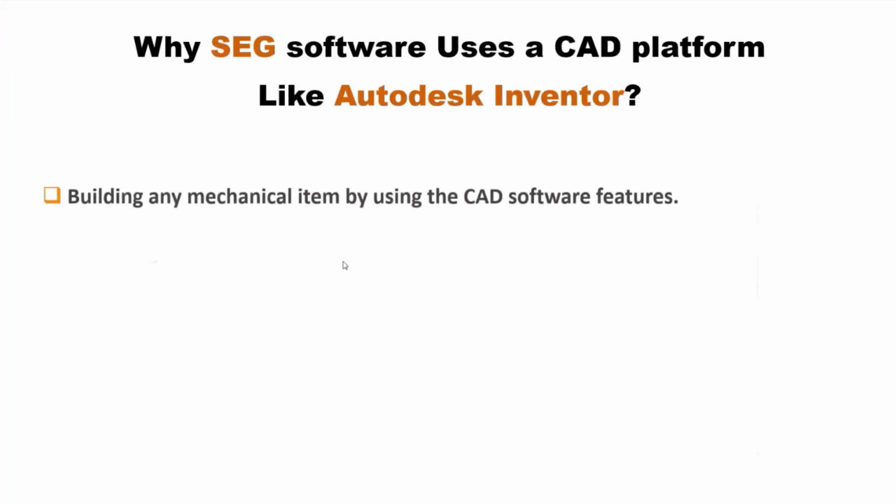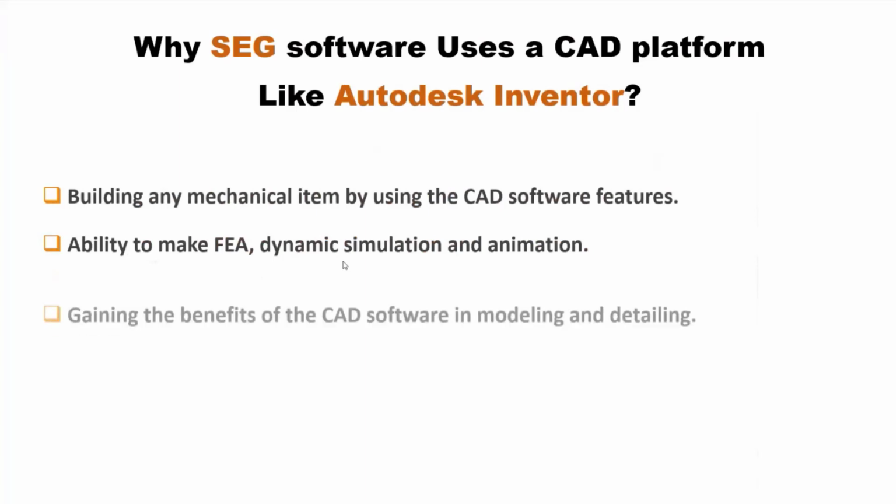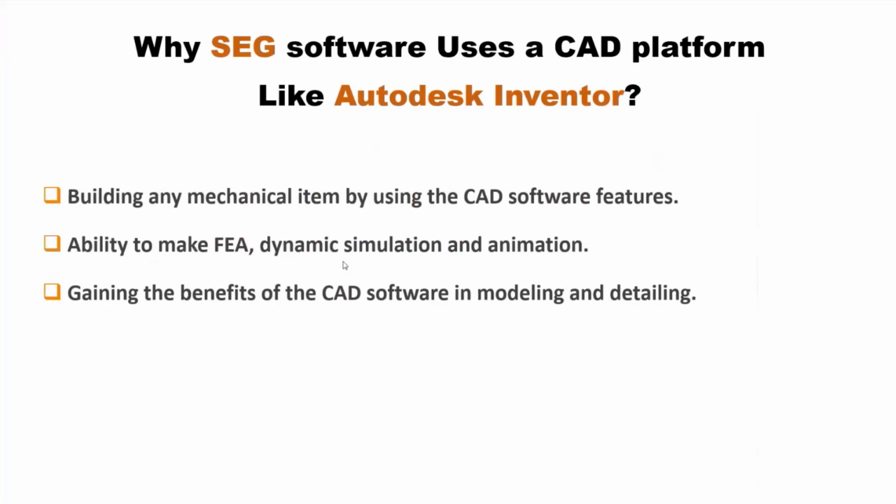Well, as mentioned in the previous slides, you can generate any mechanical part by using the CAD software. And after that, you can use this model in finite element analysis. You can use it in dynamic simulation, animation, rendering, and many other things. You can gain the benefits of the CAD software in modeling and detailing.